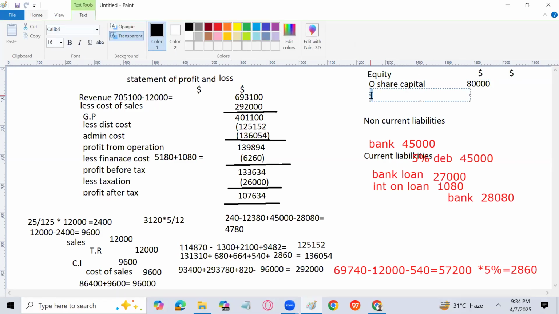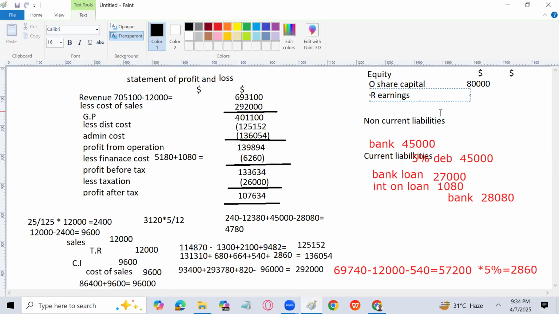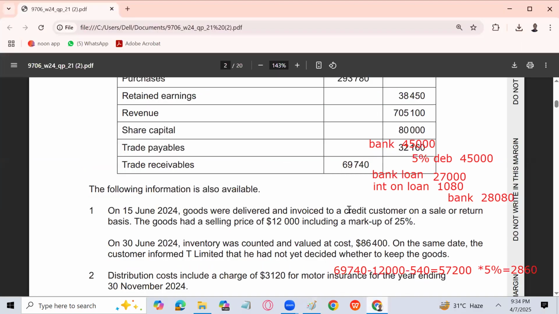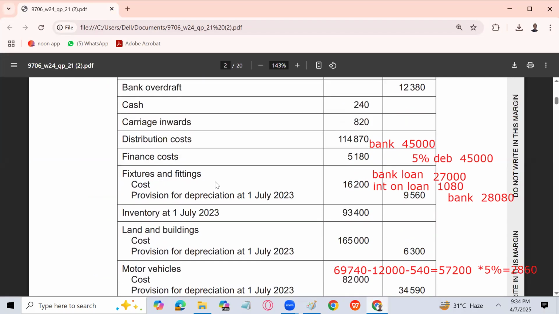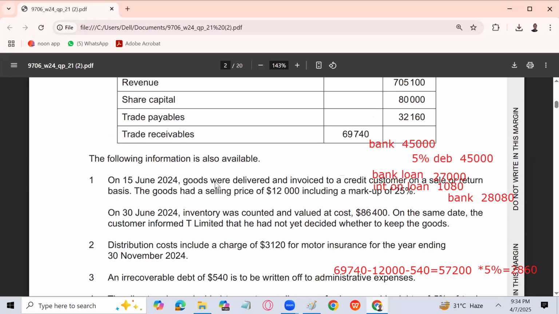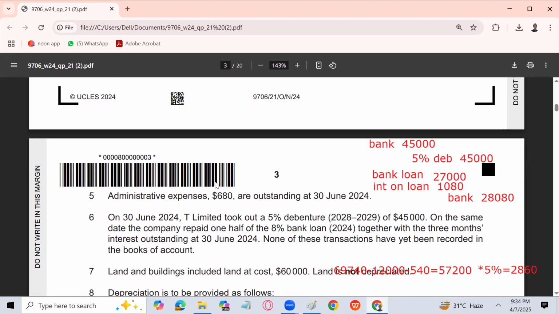And then I will write retained earnings. If you see in retained earnings, it is given 38450. So I will add here 38450 plus profit 107,634, right? Minus, if any payment is made because of dividends, we subtract that. But I think dividends are not given in the question. Otherwise, I would have subtracted the dividends from the retained earnings, but there is nothing like that.